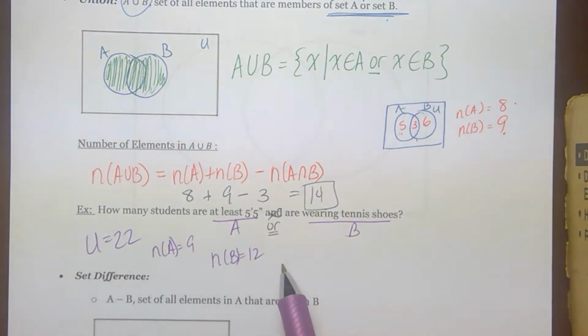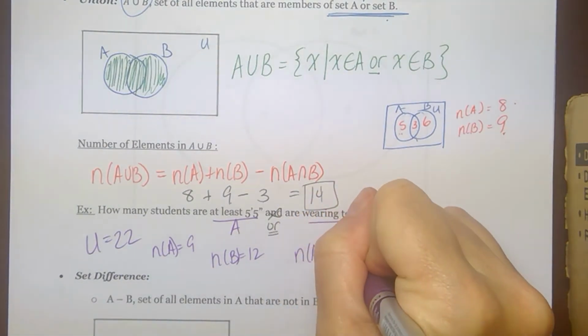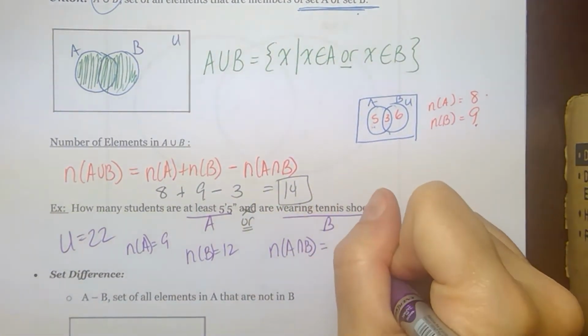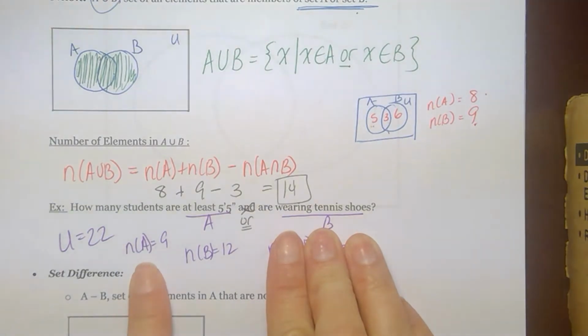When I asked them how many were both 5'5" and wearing tennis shoes, to get that intersection, A and B, I found out that there were 6 of them that were at least 5'5" and wearing tennis shoes. So how about how many students in the room were 5'5" or wearing tennis shoes? Well, if I look at just the number who were that tall and the number who had on that kind of shoes, it looks like 21 out of my 22 students.